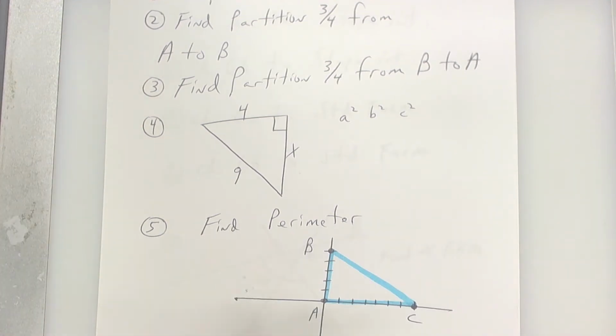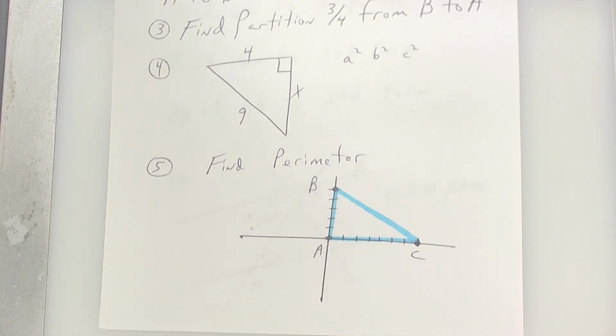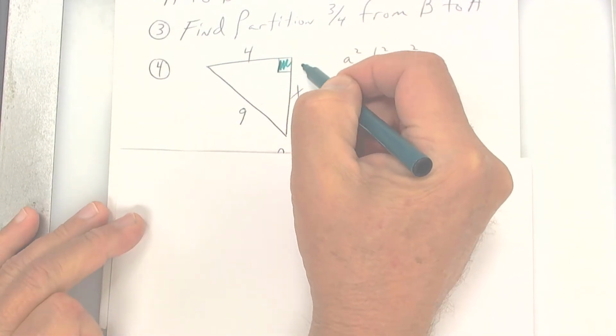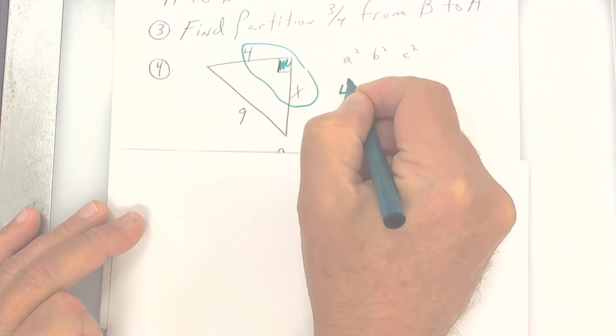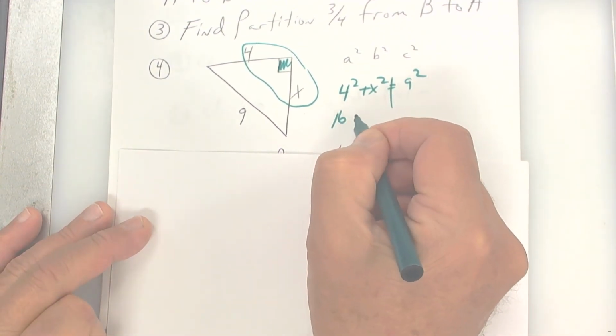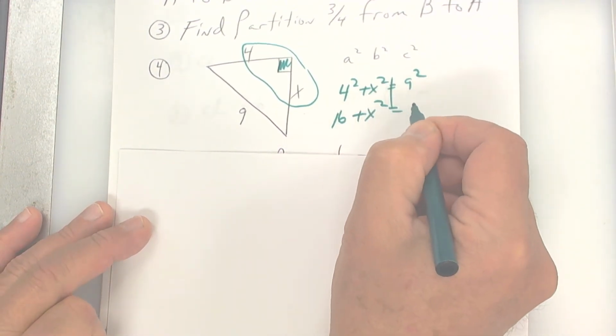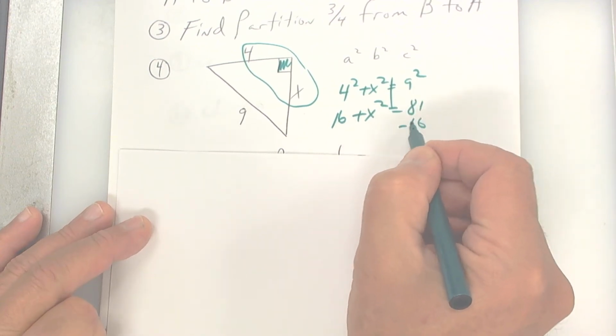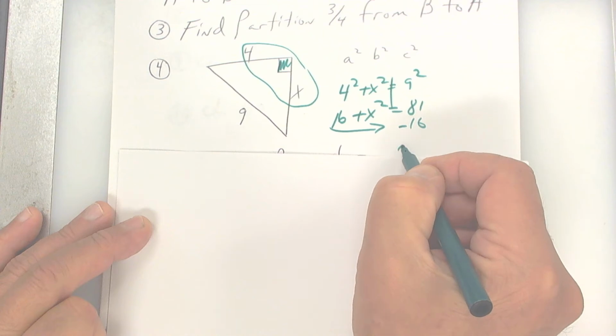Work these two. Find perimeter and find x. Well, to do x, it's a right triangle. So color the triangle. Put these together. So 4 squared plus x squared is equal to 9 squared. You want to subtract 16 and then take the square root.